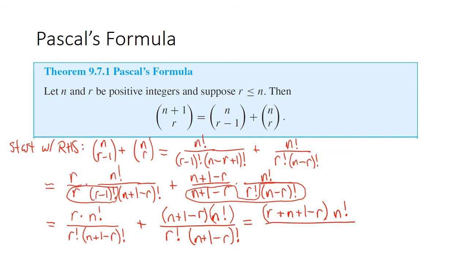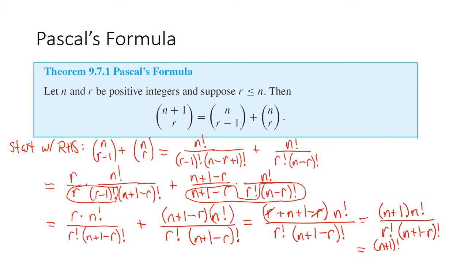I took the n factorial out of both of them. And on the bottom, I've got the same denominator, which is this. The r's here cancel out, and so the top actually becomes n plus 1 times n factorial. On the bottom, I've got r factorial and then n plus 1 minus r factorial, which is the same as n plus 1 factorial over r factorial times n plus 1 minus r factorial. I'm running out of room here, but this is n plus 1 choose r. So that becomes the same as the left-hand side.